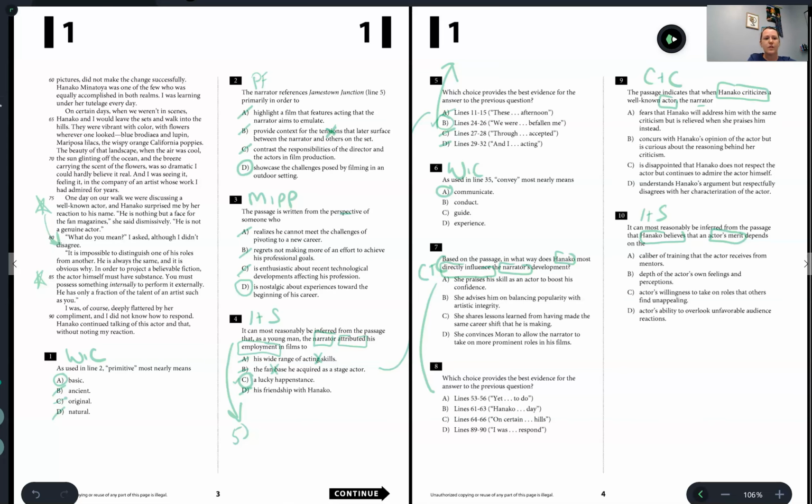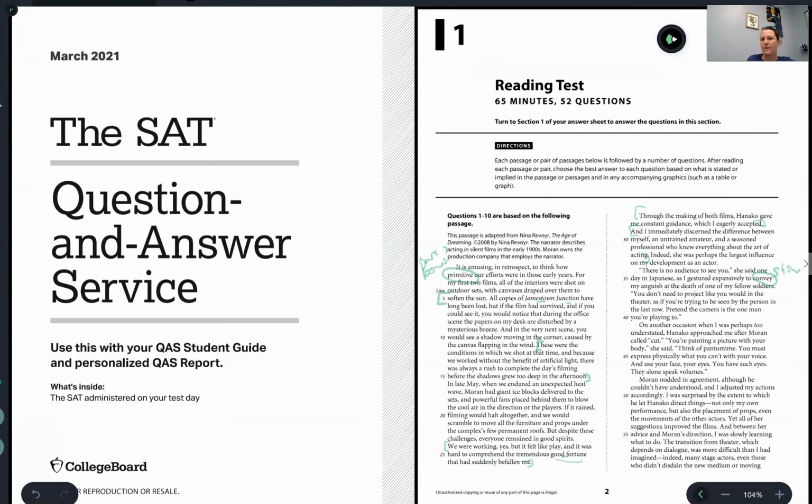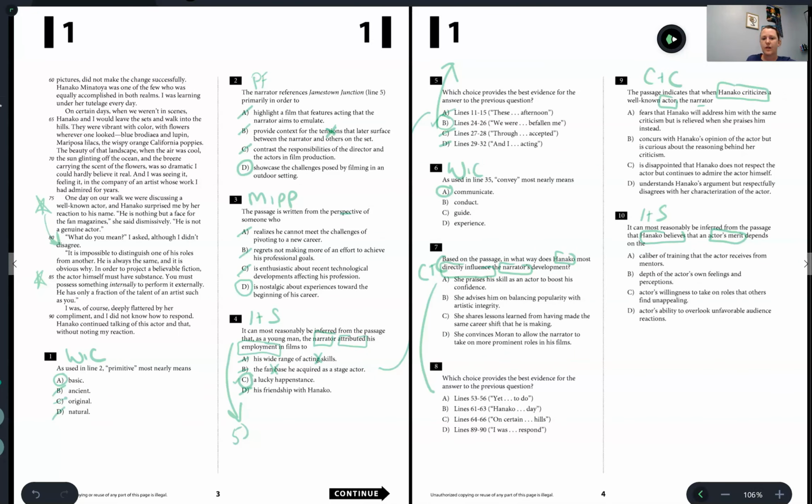So starting with line 53 through 56. Yet all of her suggestions improved the films, and between her advice and Ron's direction, I was slowly learning what to do. Okay, so it does say that he gives her advice, but it's more improving the film, and that he was slowly learning what to do. So I don't know that that's enough to get rid of, but let's see if we can find something better. So I'm not going to totally cross it out.